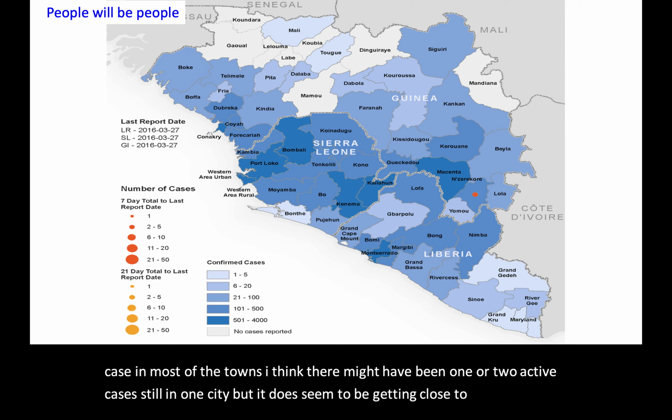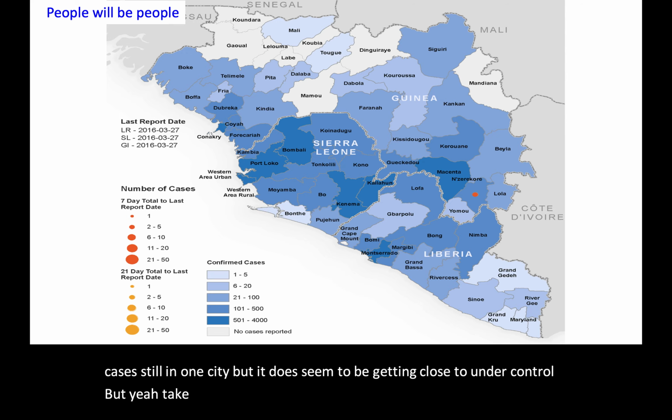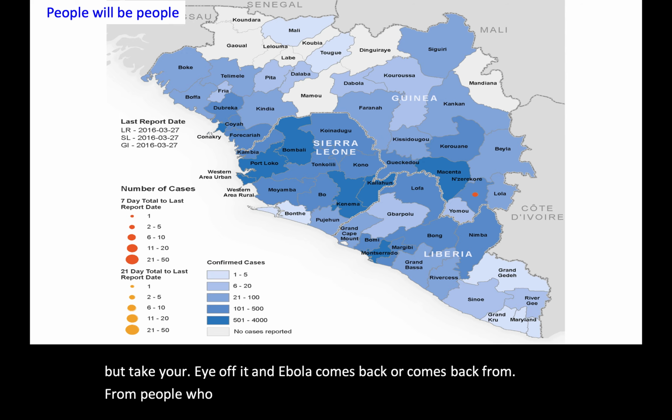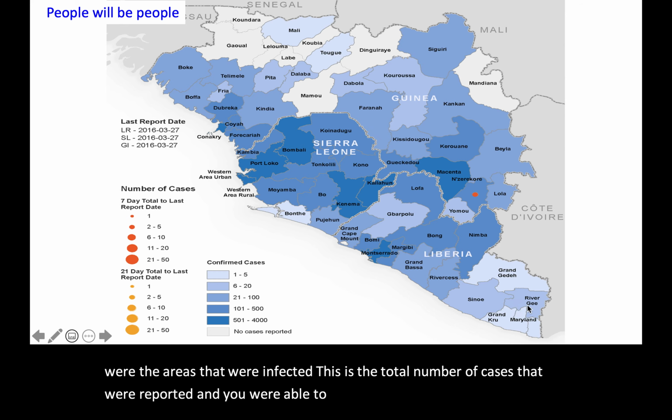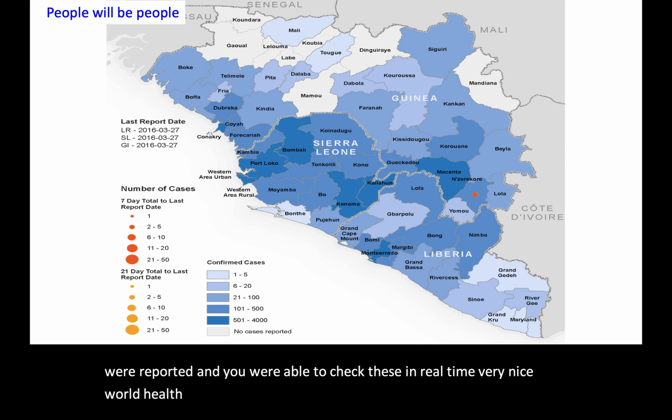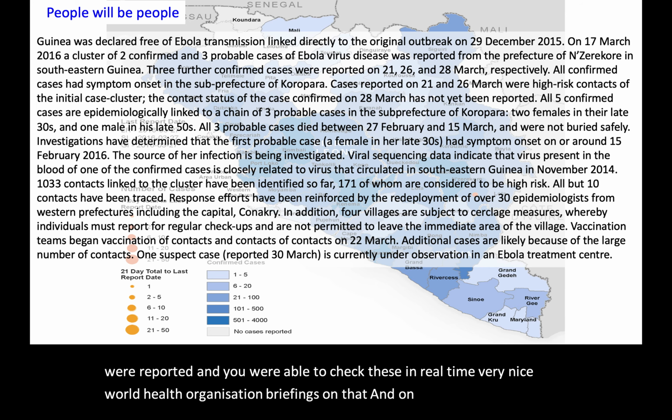But yeah, take your eye off it, and Ebola comes back, or comes back from people who have gotten over it but not quite gotten rid of it. So these were the areas that were infected. This is the total number of cases that were reported, and you were able to check these in real time. Very nice World Health Organization briefings on that and on the current Ebola outbreak. So it's worth looking at.